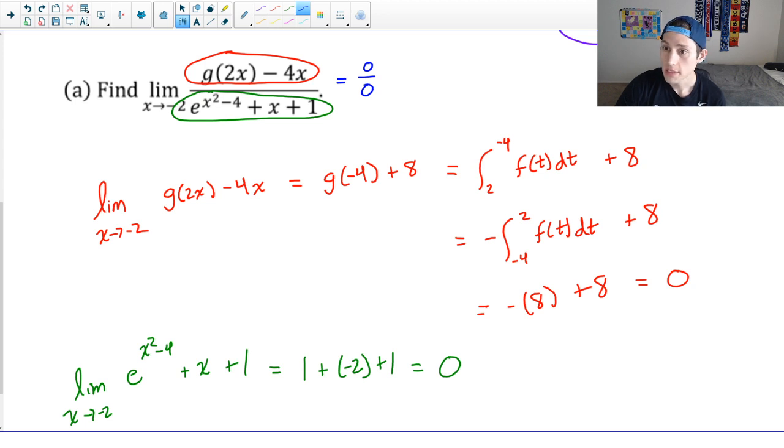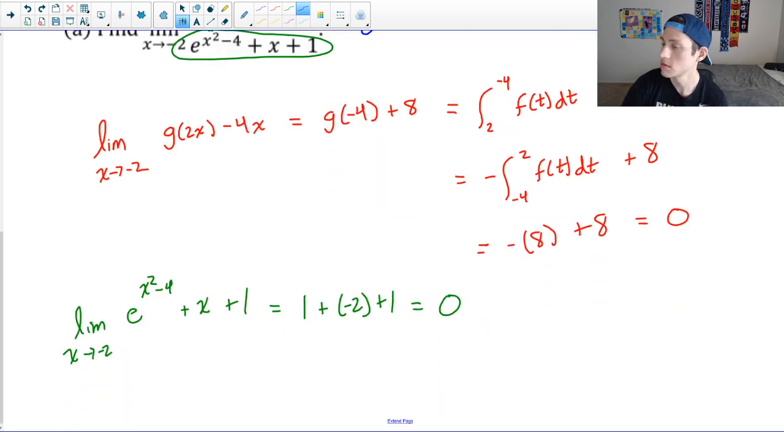All right, well, we know if we get 0 over 0, or if we get infinity over infinity, we use L'Hopital's rule. So let's try to take the derivative of the top and the derivative of the bottom, and see if that helps us out. Just let me scroll down here some more.